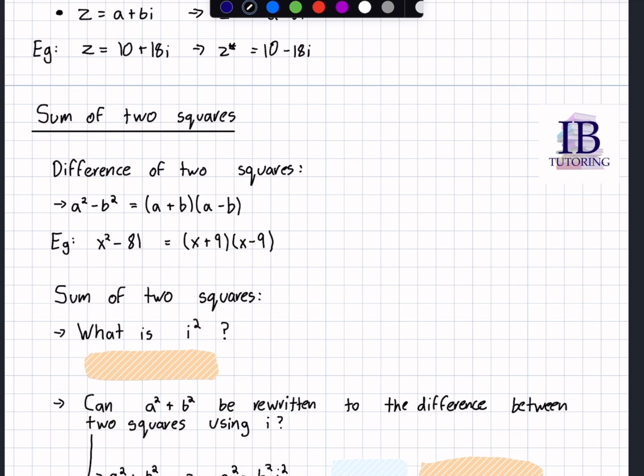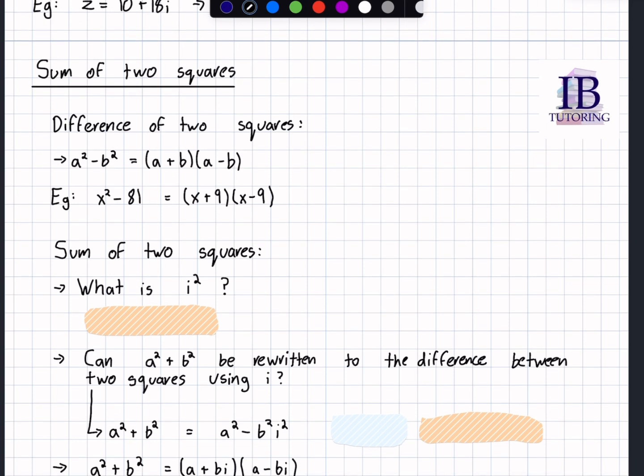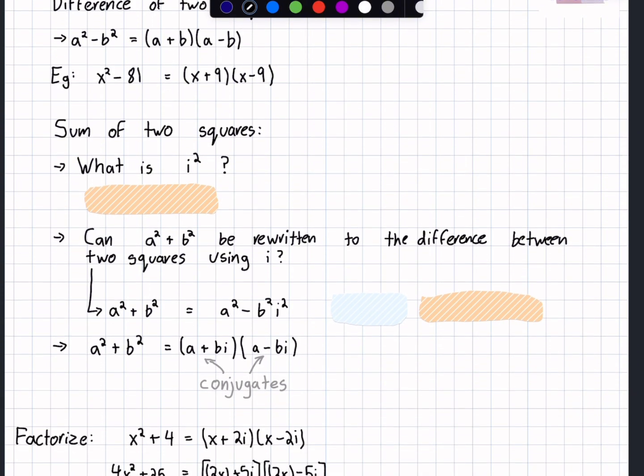Now on to our next section, the sum of two squares. You may have already heard of the difference of two squares, which is very common in algebra. So let's take our example of x squared minus 81 is equal to (x plus 9) times (x minus 9). That is a very simple and straightforward difference of two squares, where 81 is 9 squared and x squared is used. Now, what is the sum of two squares?